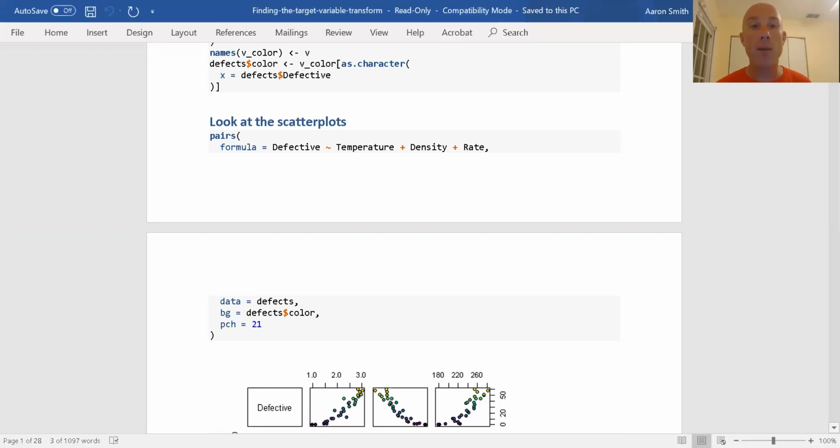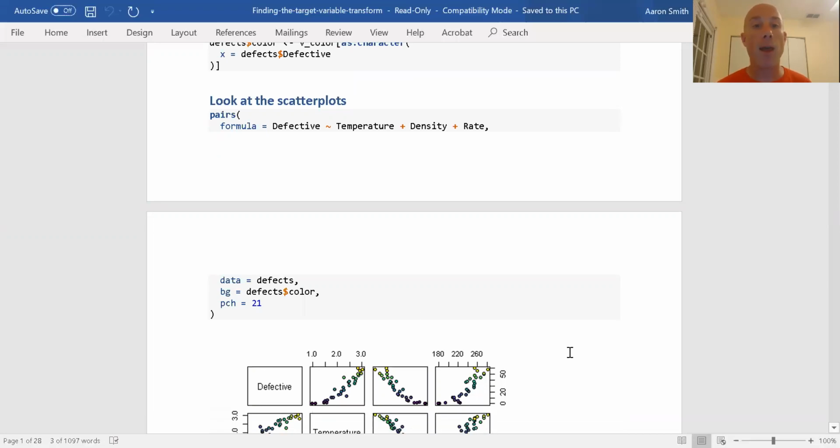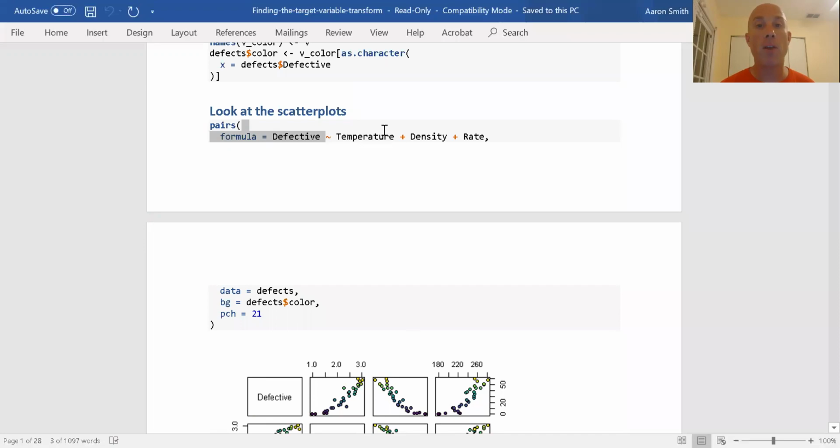All right, so now let's go ahead and look at the pairs plot. What I'm going to do is take defective, which depends on temperature, density, and rate. Now, I don't know what this data is all about, but here are the predictor variables and here is the target variable from the example in the textbook, and I'm just running with it. I'm using plot character 21. This puts a black circle around each point, and then the center is colored.